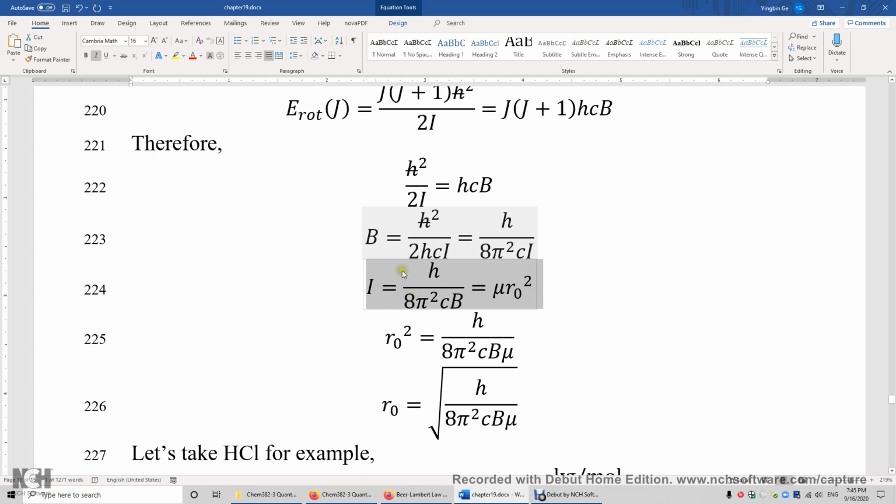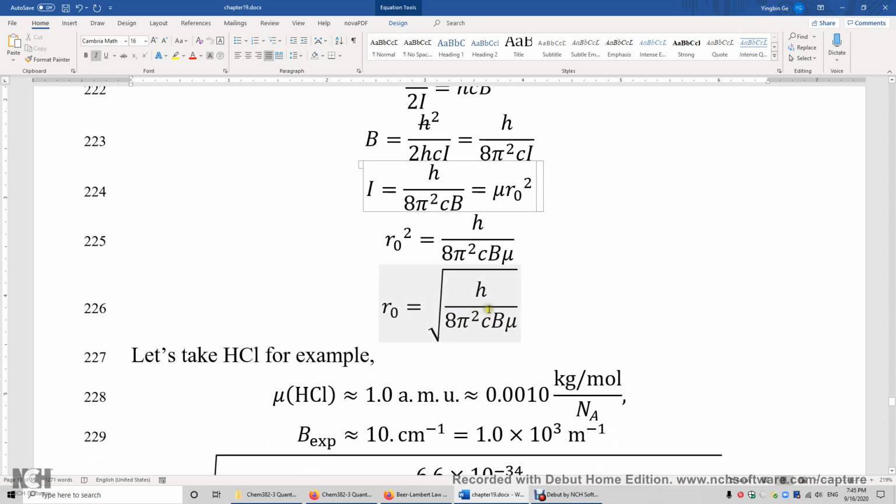I is mu times R naught squared. And how do you get I? Again, use this equation. I is just h over 8 pi squared cb. So this is how you get I. And then once you get I, you will be able to get R naught. We can also just write out the whole equation. So R naught squared is just h over 8 pi squared cb mu. You just move this mu here. And then you take the square root. You get this nice equation for the bond distance of a diatomic molecule.